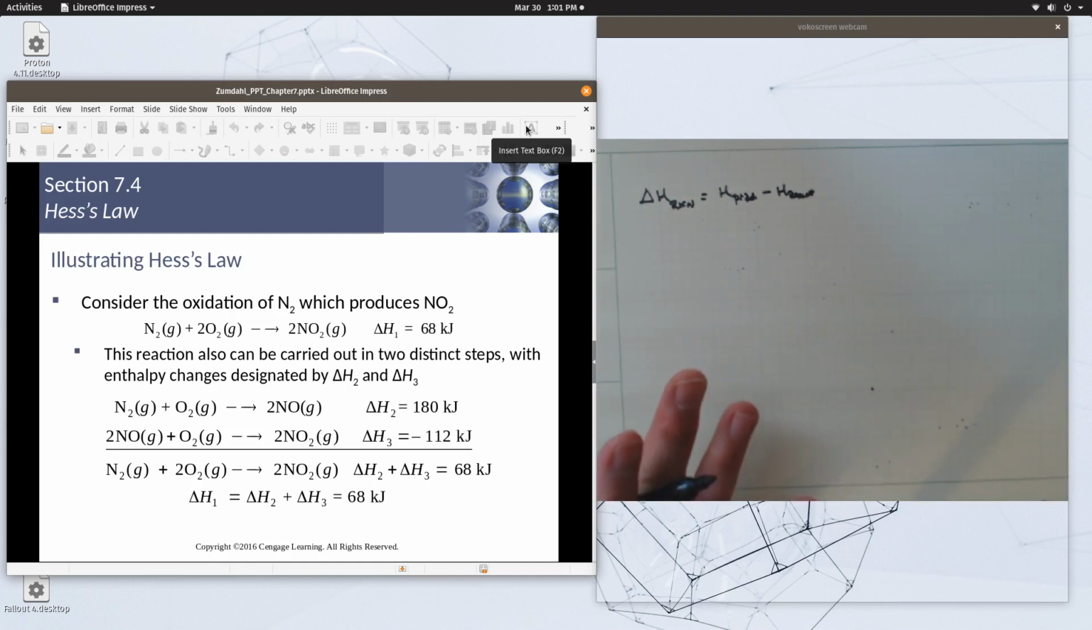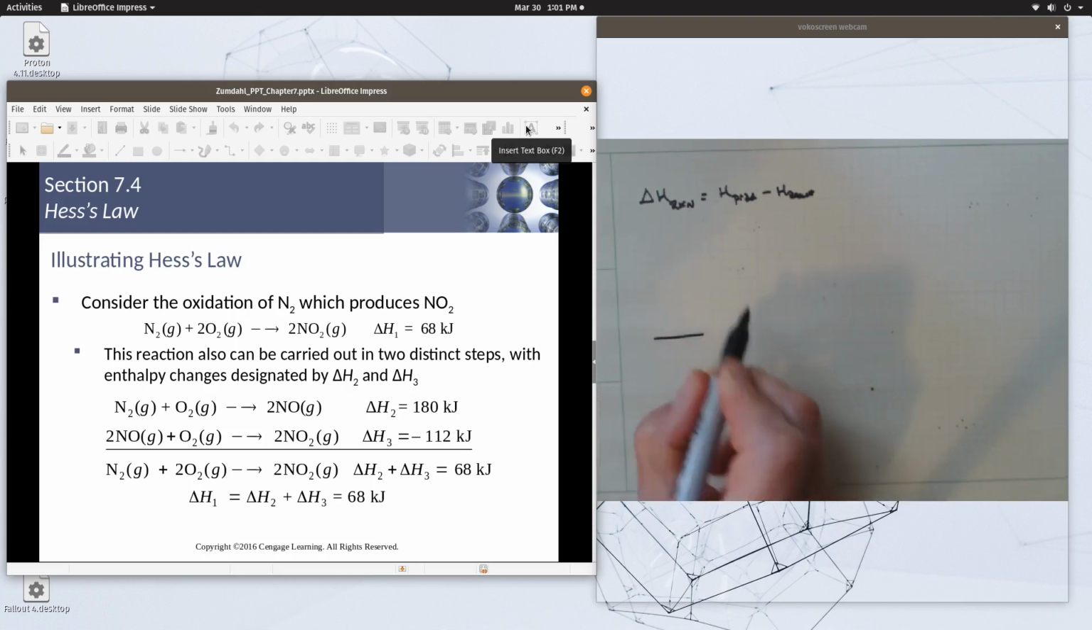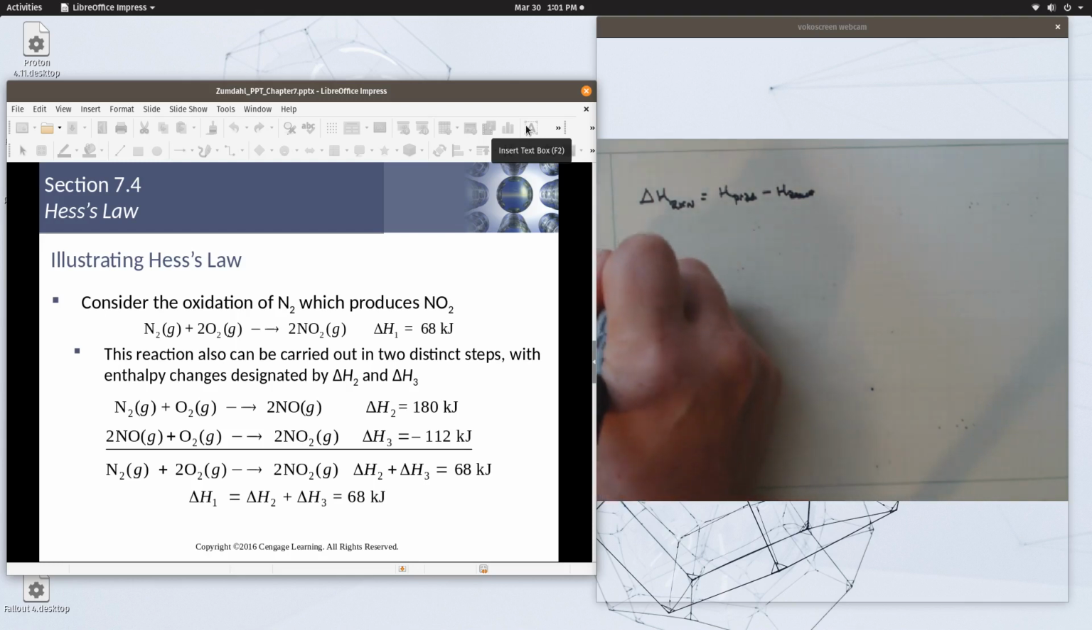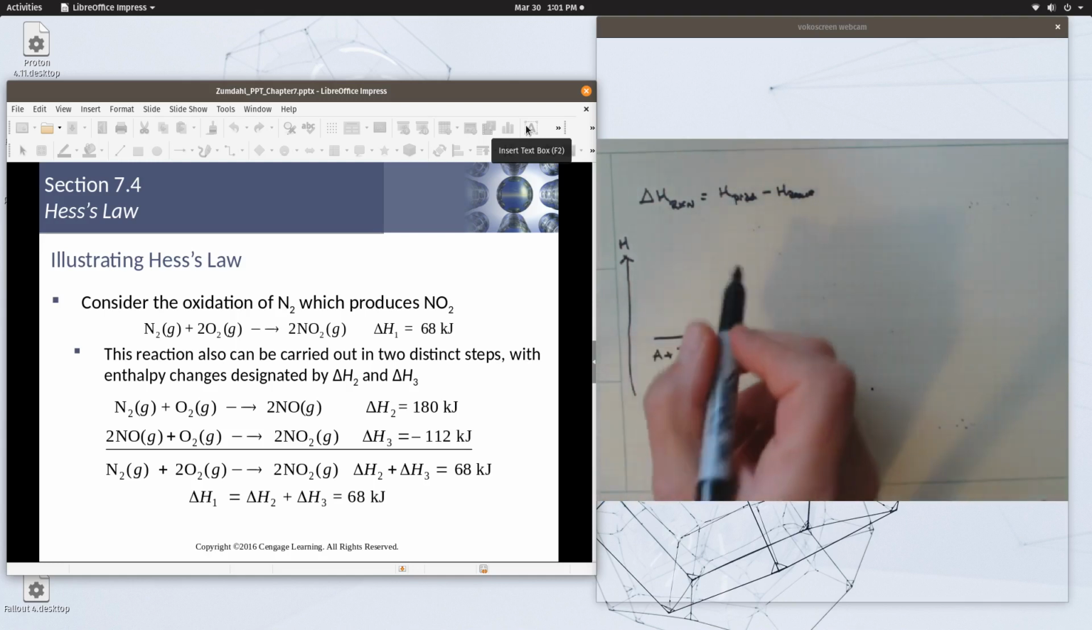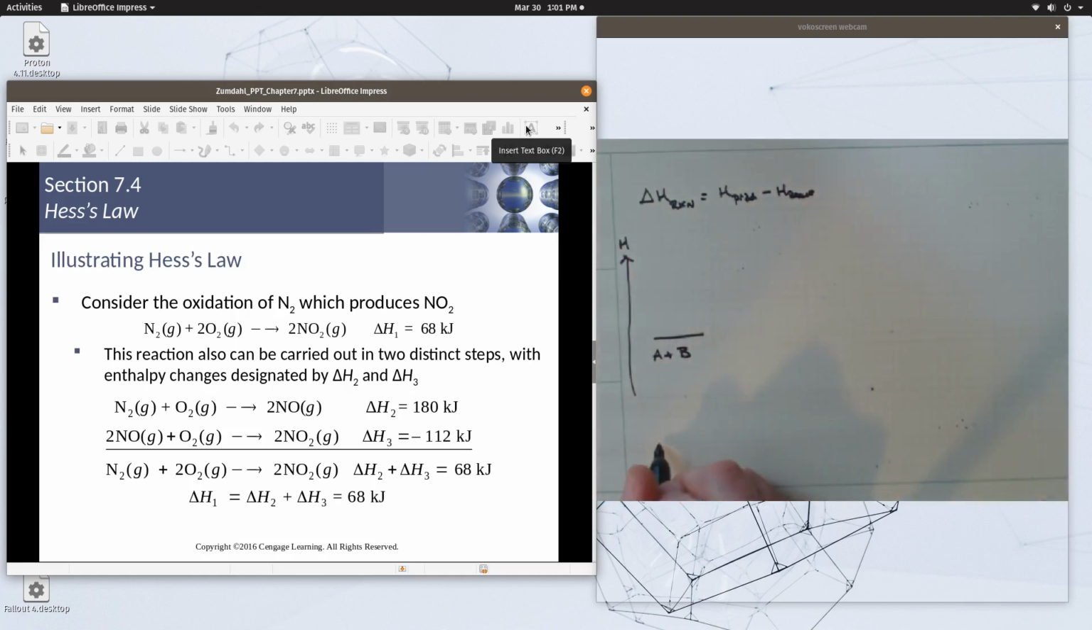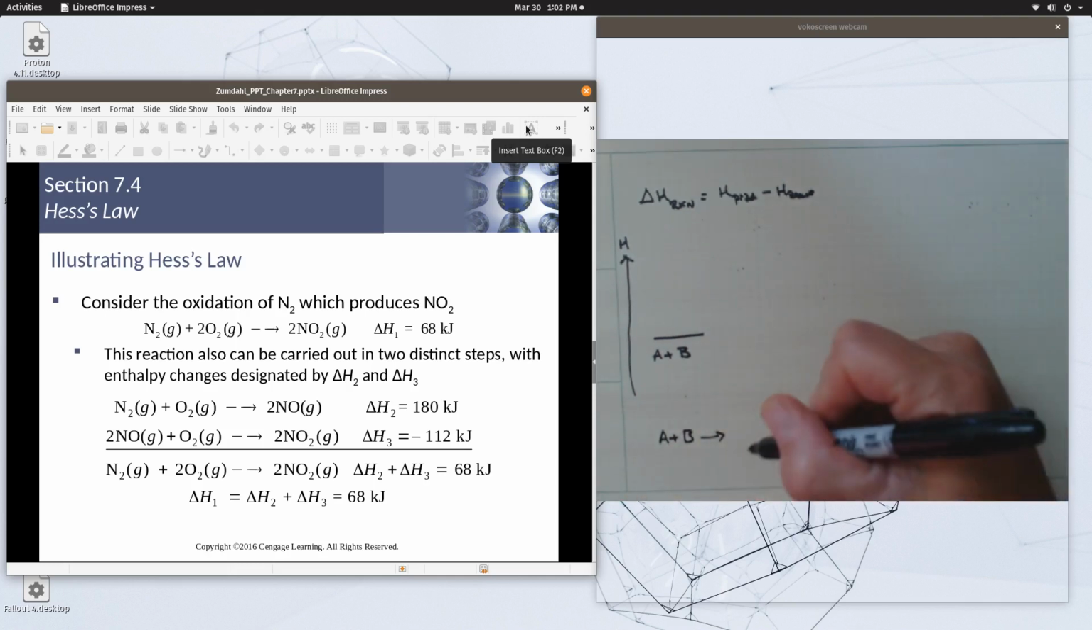But one of the things that isn't necessarily obvious in this is that, let's say, for example, I have a set of reactants, and it has a given enthalpy. I'm going to draw this as a diagram. Here's an enthalpy. Here's my reactant, maybe it's A plus B. I'm going to look at some sort of reaction. My total reaction is going to be something like A plus B goes to, let's say, something simple like C.